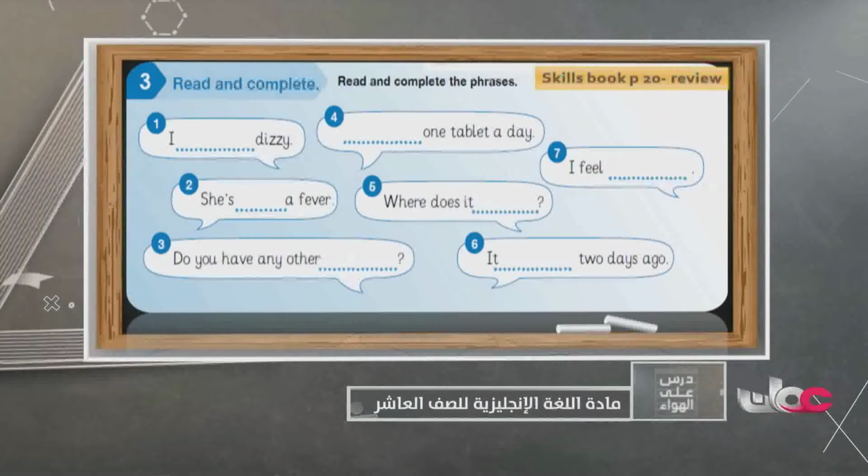Now let's move, guys, to the skills book, page 20, and this is a review. He wants you to complete these sentences with feel or have got. Feel or have got. Now number 1, what should we say? I and then dizzy. Is dizzy a noun or an adjective? This is an adjective, so we should use feel.